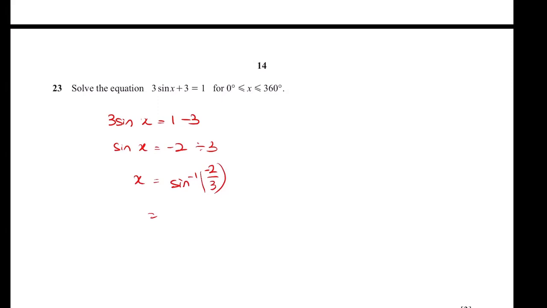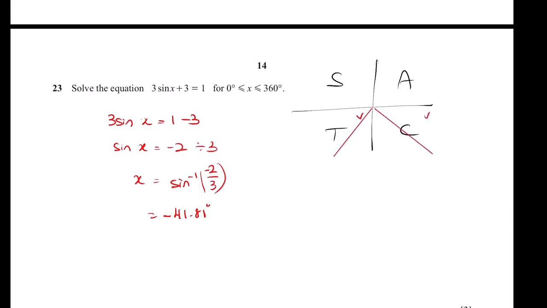So you inverse it, you get negative 41.81. Negative. So you need to rely on your quadrants here. All Students Take, positive. So now, is all positive? Is sine positive? No, it's sine negative. It's negative, so it falls on these two quadrants instead. So you need to draw 41 here. You also need to draw 41 here. So our reading will start from here.